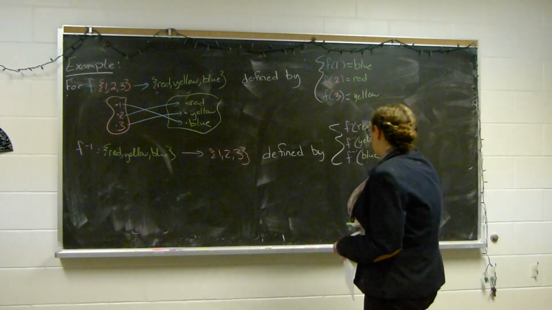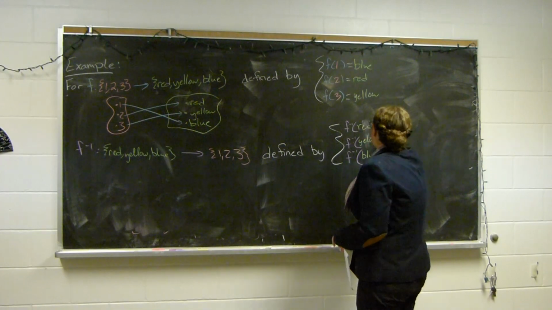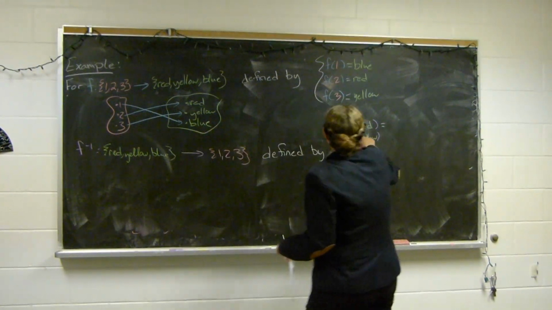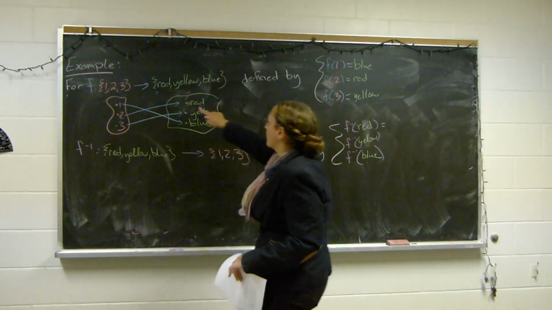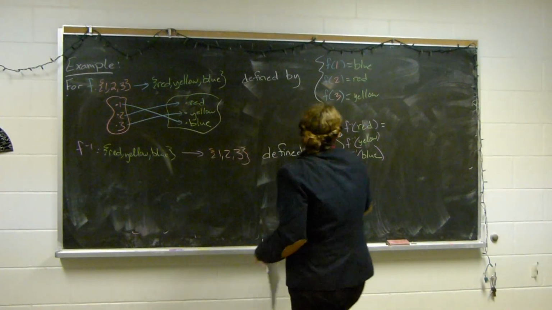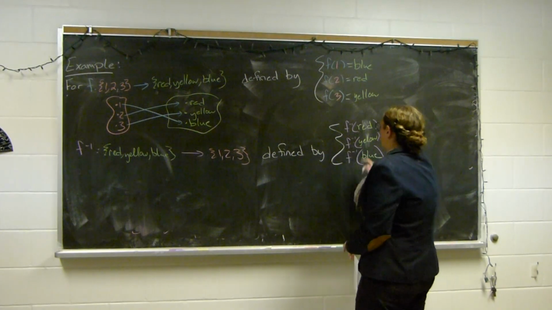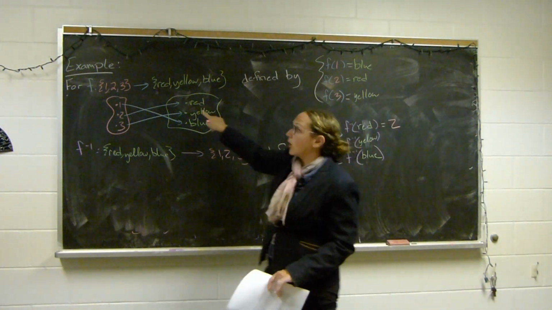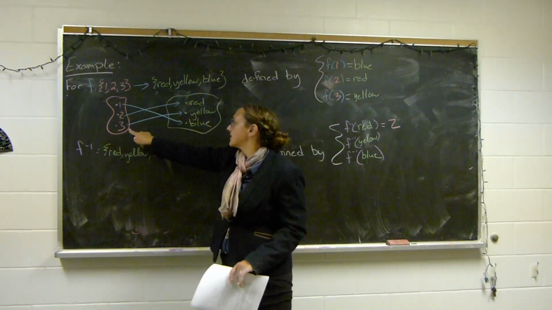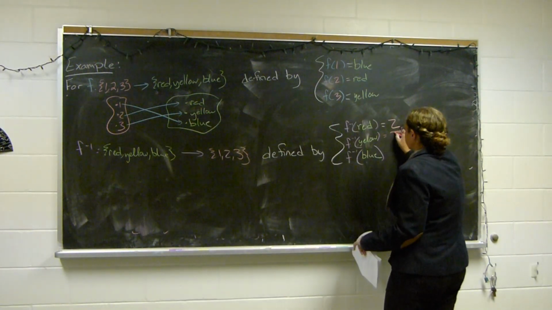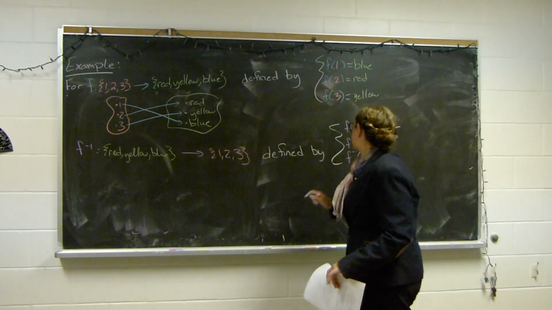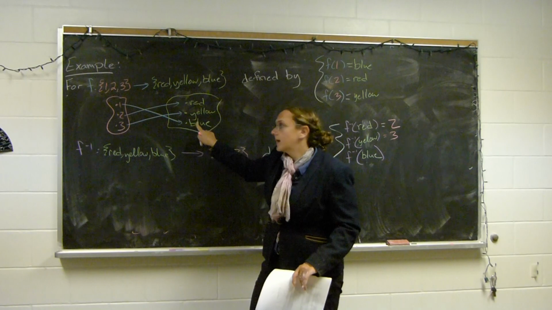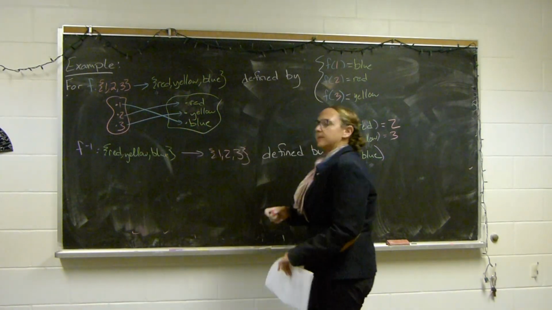Okay, so how do I do this? Well, I have to trace backwards, right? So I need to figure out, what goes to red? What went to red was 2, so that has to be my output now. Now I want to figure out F inverse of yellow. So I look at what goes to yellow. I trace back, that's 3. Okay, and then I do the same thing here. I want F inverse of blue, so I look at what went to blue, and that was 1.